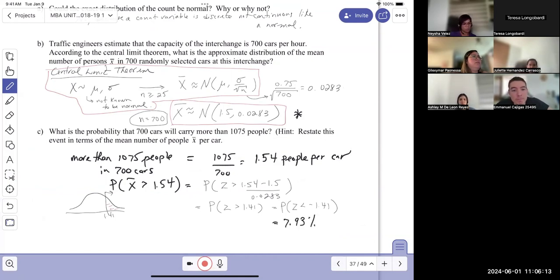Okay. So it is a small chance that there will be more than 1,075 people in 700 cars. It's a very small chance, given the parameters at the beginning. That's the result. Okay. Any questions?